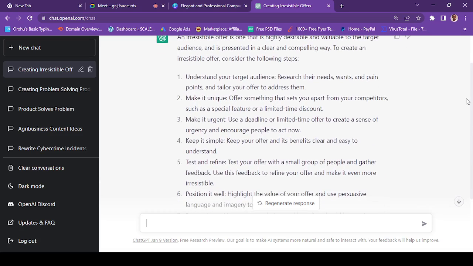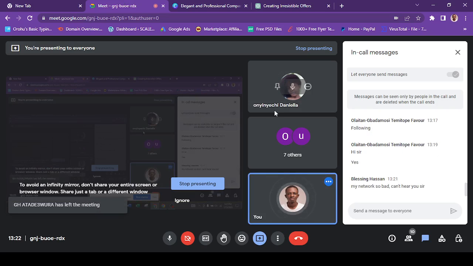So in terms of understanding your target audience, you are to research their needs, their wants, and pain points and tailor your offer to address them. This is very important. And this is supposed to be addressed when you are trying to source your product or when trying to know the particular problem to solve. So it is wise to go into research. If your niche is around content creation, you need to understand.